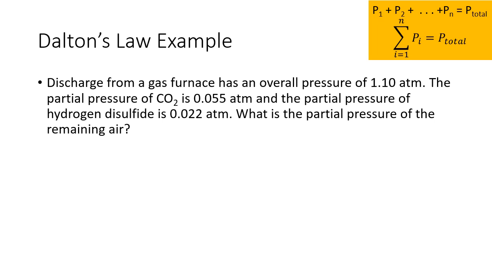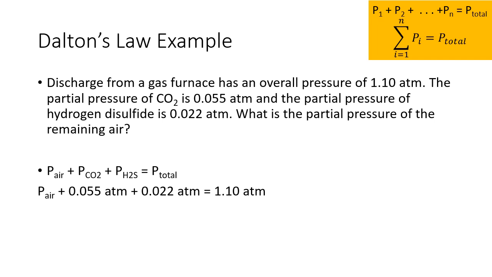Okay, so we can write Dalton's law of partial pressures for this particular problem. We're going to have hydrogen disulfide plus carbon dioxide plus air is equal to the overall pressure. So we sum all of these components and then we can solve. We're going to plug in the values that we're given right there, and then we just solve for the pressure of the air.